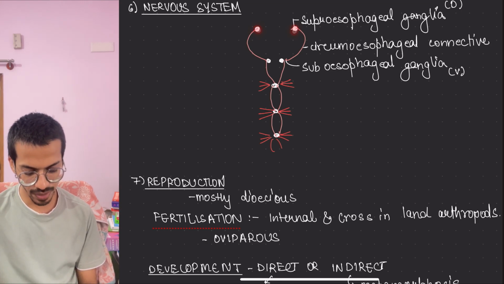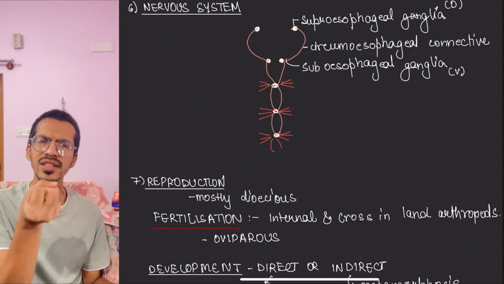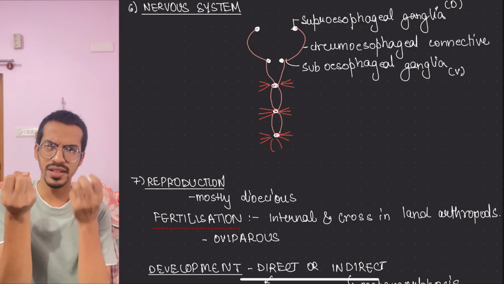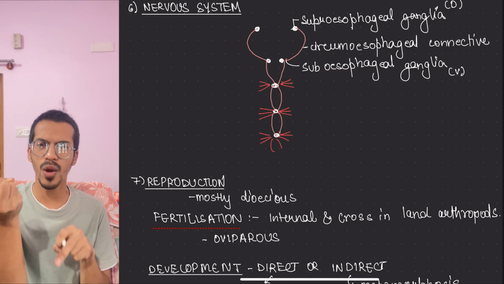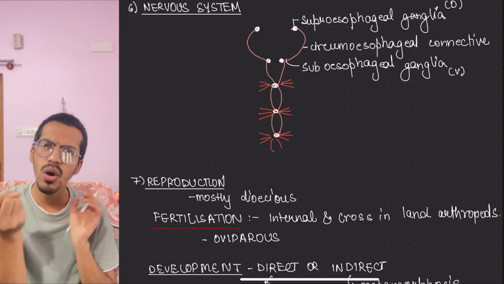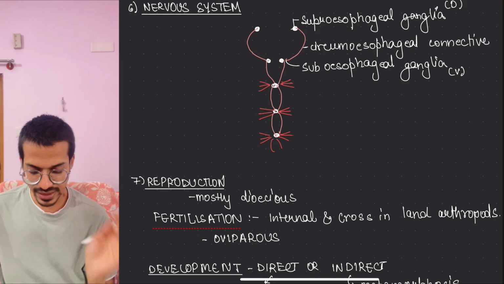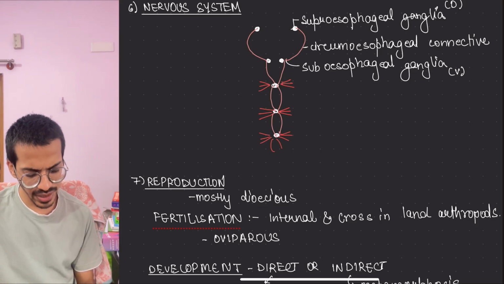These are what? Tufts of ganglia. Tufts of ganglia means a certain group of neurons present together. Then this is a group, this is another group, and they are joined by a thin nerve. Okay, and these are the names given to it.